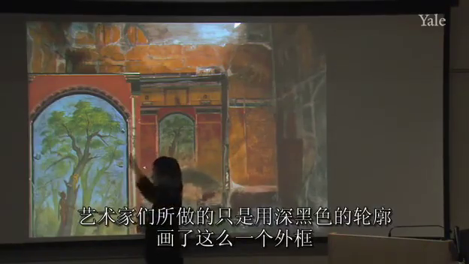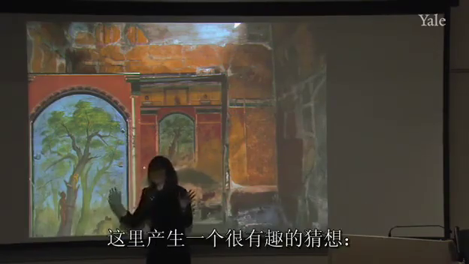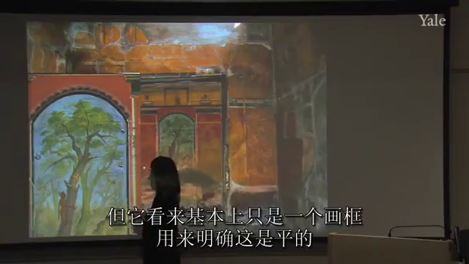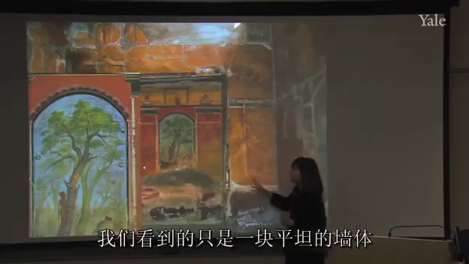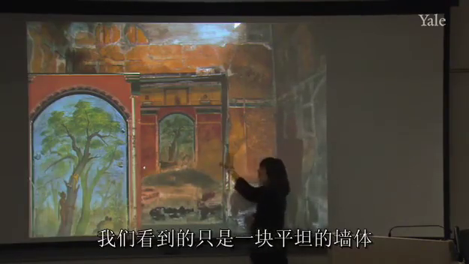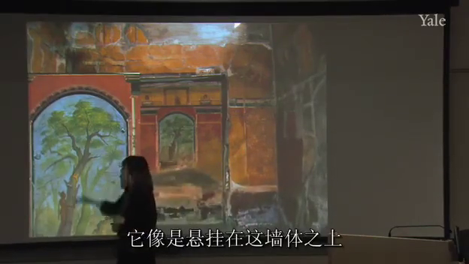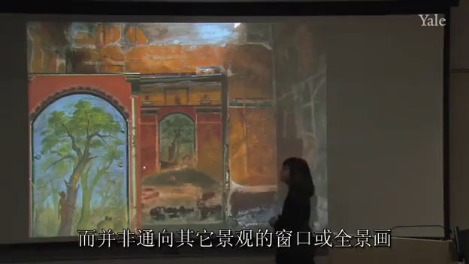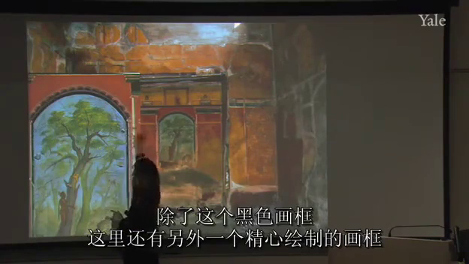And what the artist has done is outlined the frame with a very dark black outline. Now, whether this has anything to do with those old curtains that we talked about in the second style might be interesting to speculate. But it looks to us like it's basically just a frame that is making it clear that this is flat, that what we are dealing with here is a flat wall onto which a panel picture has been attached. It is hung. It seems to be hung on that flat wall. It is not meant as a window or a panorama into something else. Besides the black frame, you see there's also a molded frame, very nicely painted here.